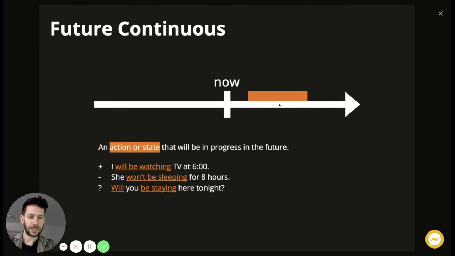So if we look on this timeline, we can imagine that this point here, this is tonight. Will you be staying here tonight? And that action is an action in progress. It's a long action. It's not a short moment. It's over a period of time. So that's why we use the future continuous.